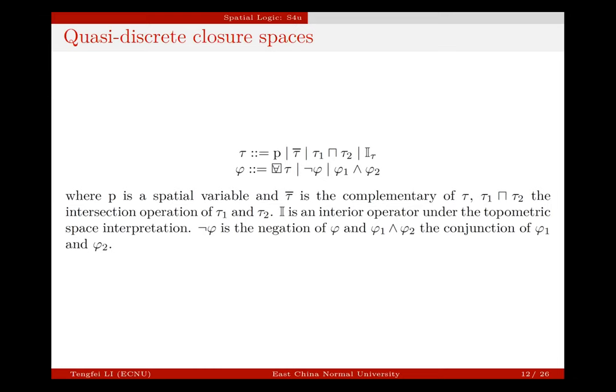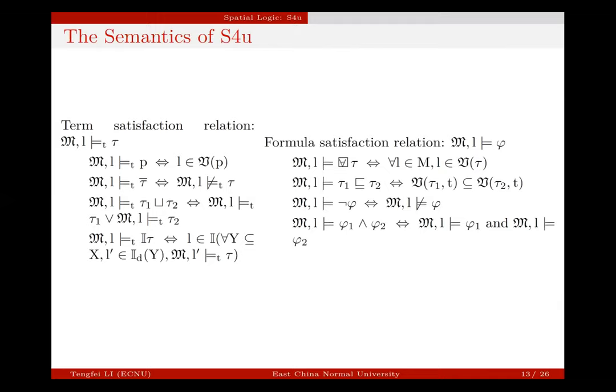So we give the semantics. The term satisfaction relation is based on the model at the location satisfying the spatial terms. For each spatial term, we can clearly get the formula semantics. And then the formula satisfaction relation is similar, but it's just satisfied with the formula. So we make the difference with a T, that means the term, and for the formula we make nothing in the operators.